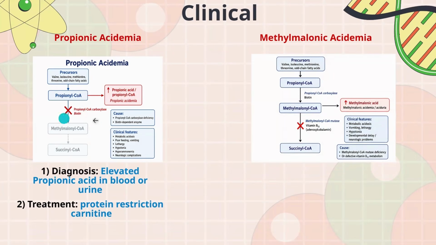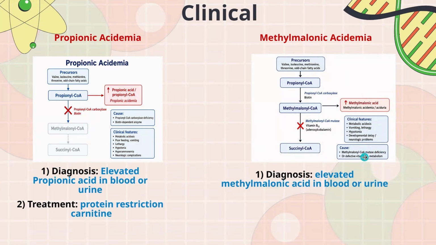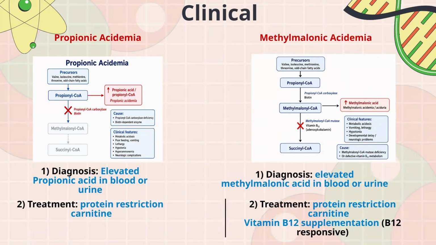and it's going to cause similar symptoms here, and the cause is basically deficiency or defective B12, right? And the basic diagnosis is elevated methylmalonic acid, and treatment is restricting carnitine as well. However, also supplying vitamin B12 to B12-responsive patients. Okay. And importantly, both can cause severe metabolic decompensation. Okay. Because both also cause the same symptoms and clinical features, they almost have the same treatment.